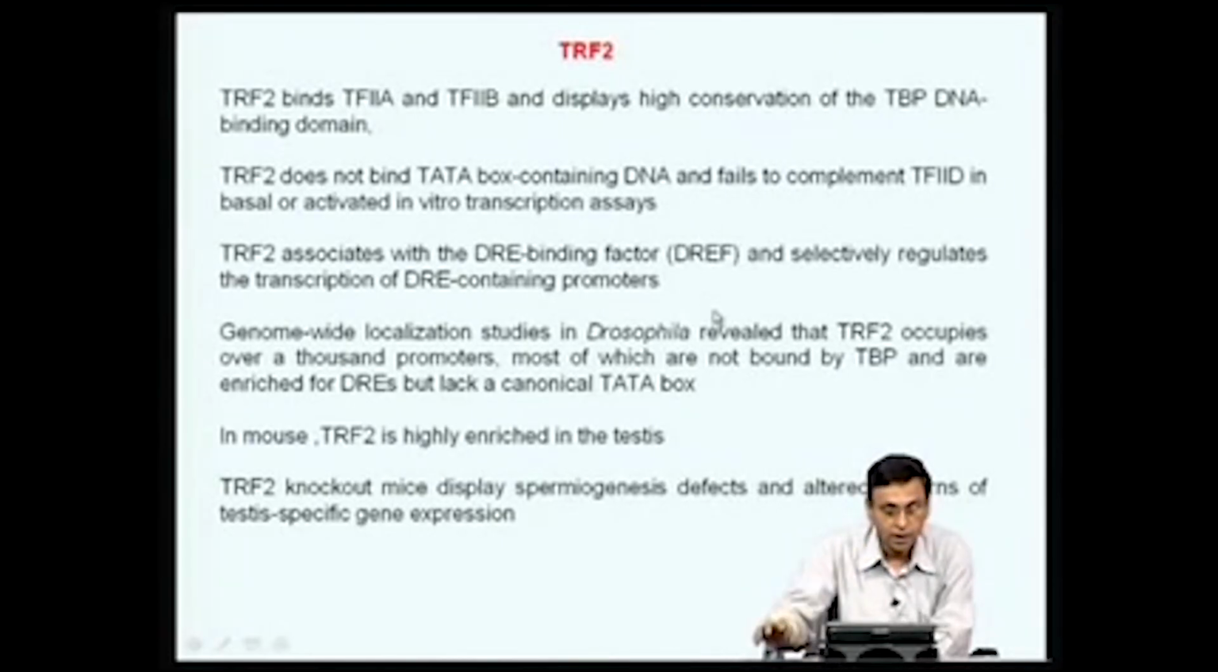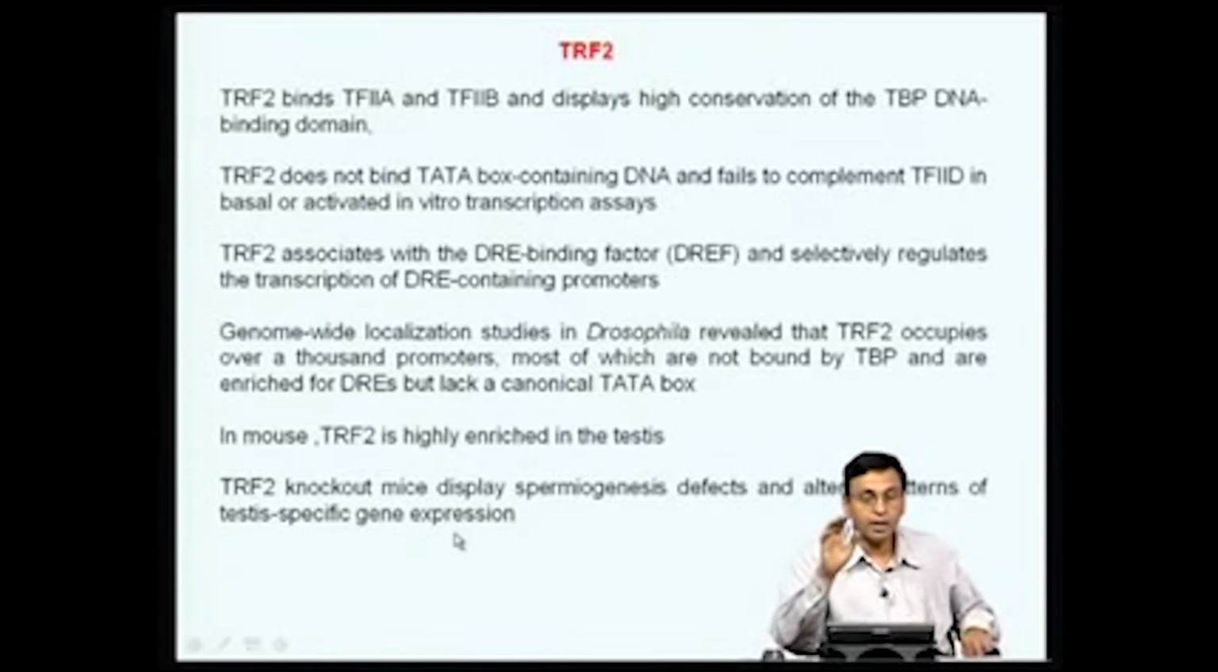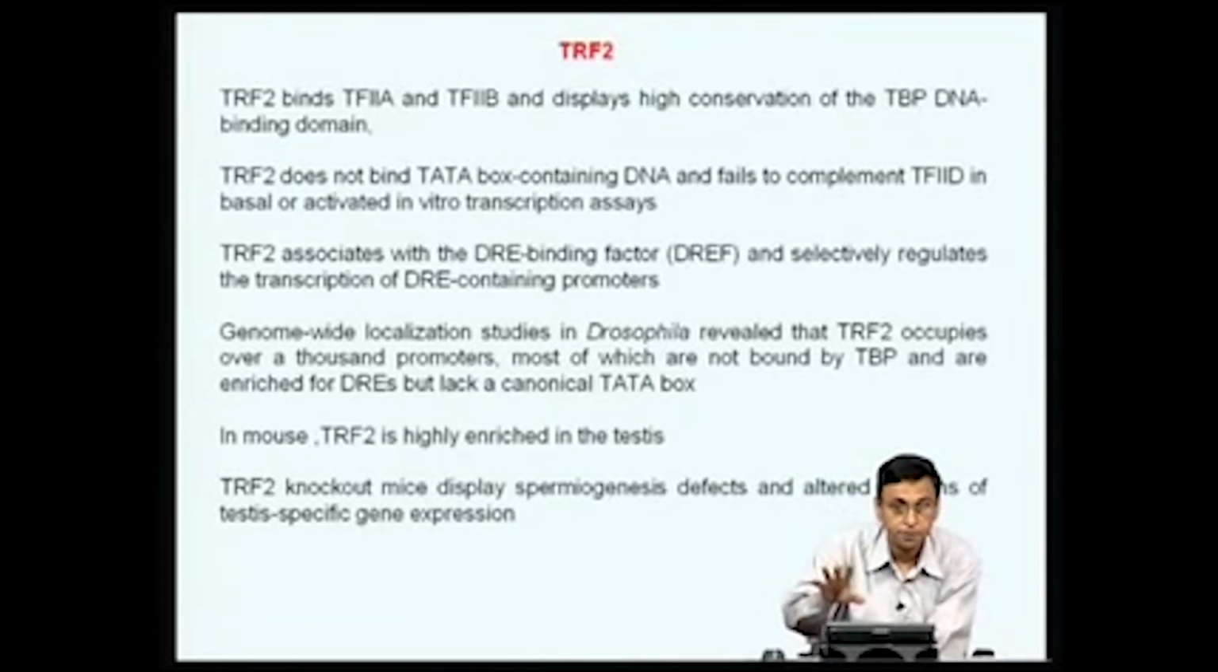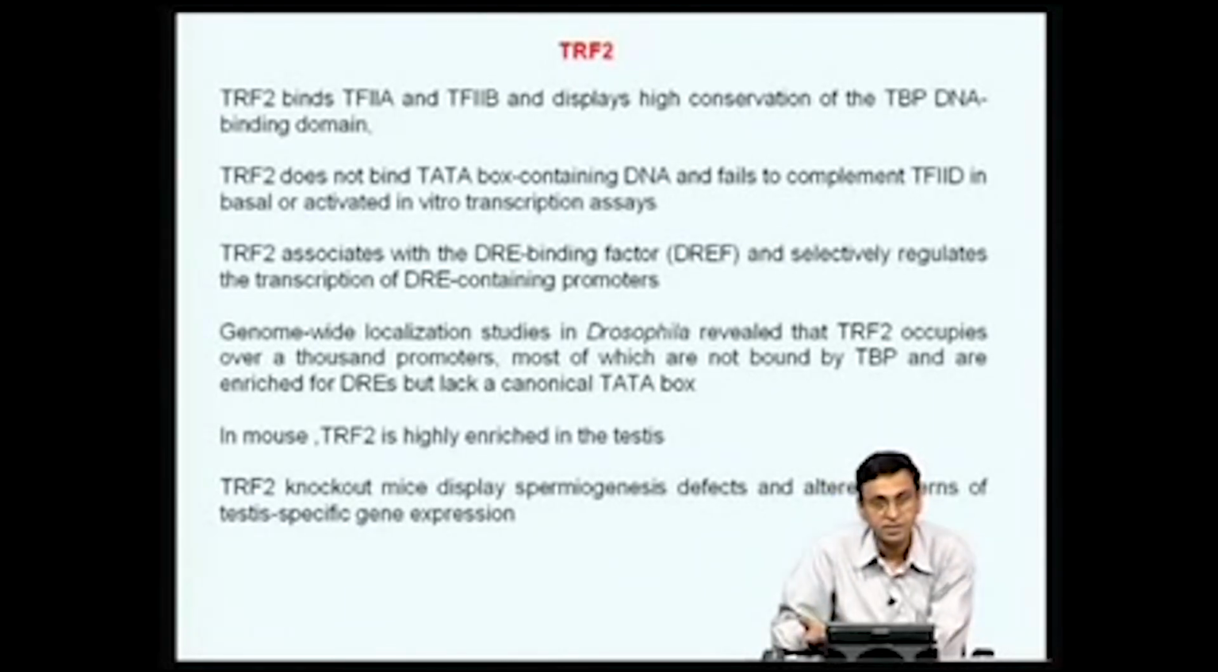Very interestingly, when you knock out this TRF2, such mice actually display defects in spermiogenesis and altered patterns of testis specific gene expression, clearly indicating that this variant of TBP, namely TRF2, is actually involved in the regulation of certain subset of genes that are essential in spermatogenesis or spermiogenesis. So, if you knock out this TRF2, the expression of these genes involved in spermiogenesis is blocked, and therefore you have defects in spermiogenesis. So, you have a tissue specific function for TRF2.